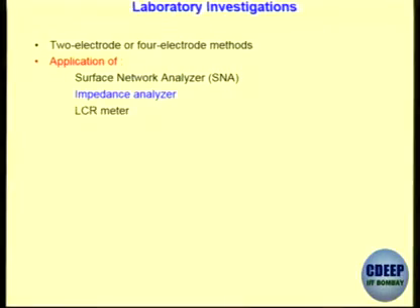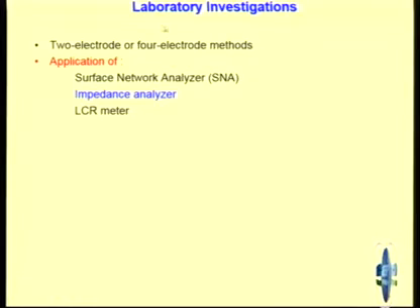So, there are two types of laboratory methods which are known as the 2-electrode method and the 4-electrode method. I do not know whether you have heard these names or not: surface network analyzer, impedance analyzer and LCR meter. As the name suggests, a surface network analyzer analyzes the network of an electrical circuit. When you analyze the electric circuit, basically you have three components in mind: resistance, capacitance and inductance. Now, this equipment, the LCR meter, gives you these three parameters directly. An impedance analyzer will also give you these three parameters indirectly, but nowadays you have software which can convert the measurements into different components of inductance, capacitance and resistance, LCR.